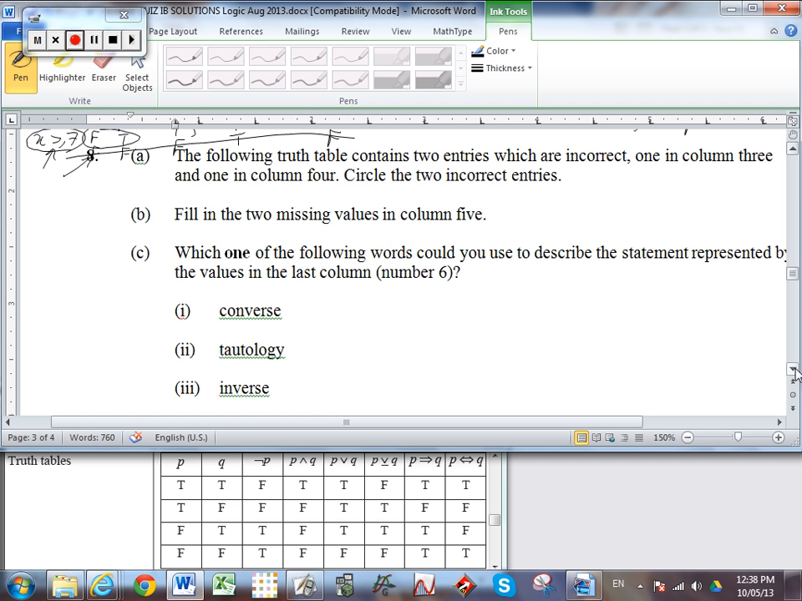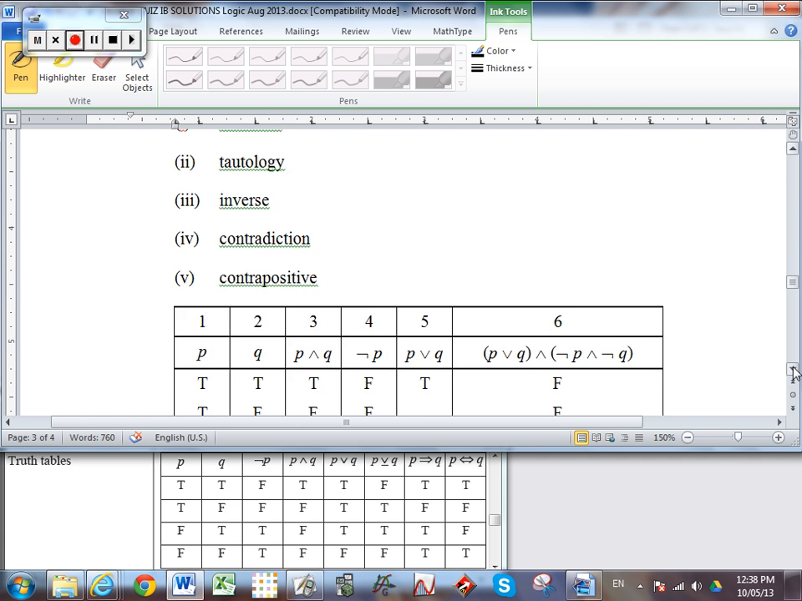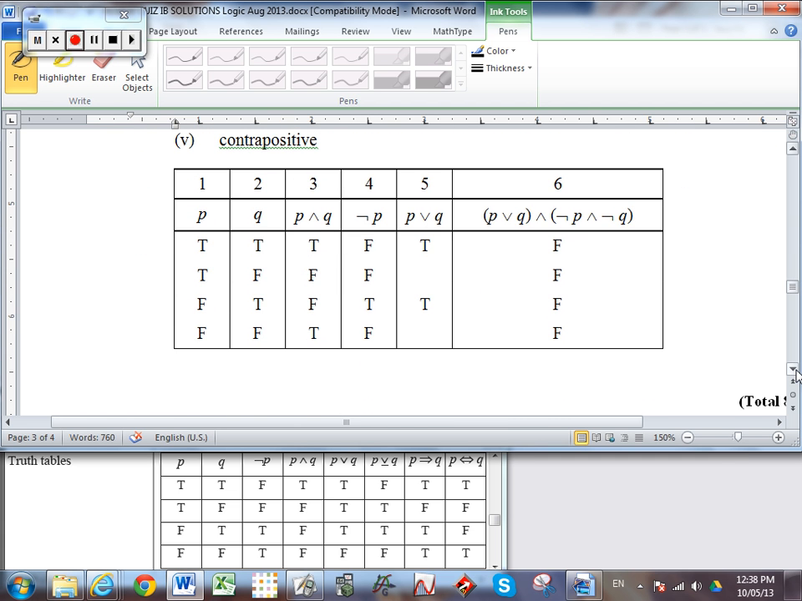Okay. Number 8. The following truth table contains 2 entries which are incorrect, one in column 3 and one in column 4. You would never get this question anymore, because of course they give you the truth tables. We can see that P and Q is only true at the top, but here they've got it being true at the top and the bottom. That one is clearly wrong. And column 4 is not P, and of course they give you the not P column now. False, false, true, true, false, false, true. This one is the one that's incorrect.